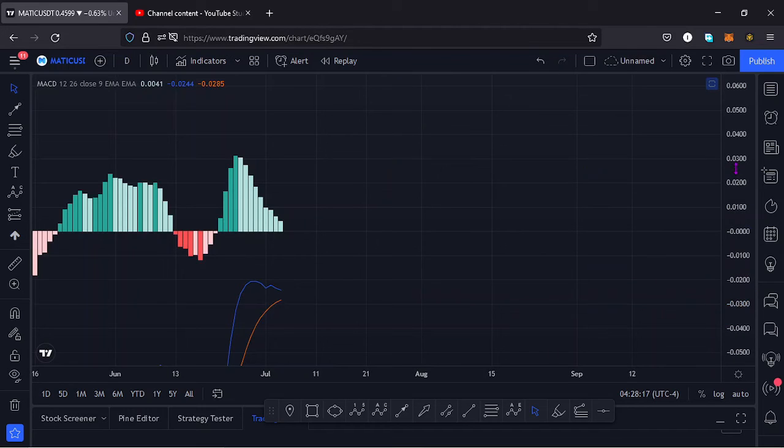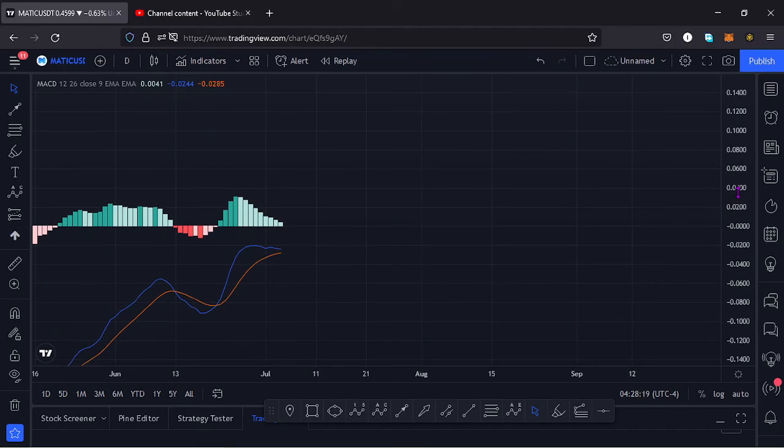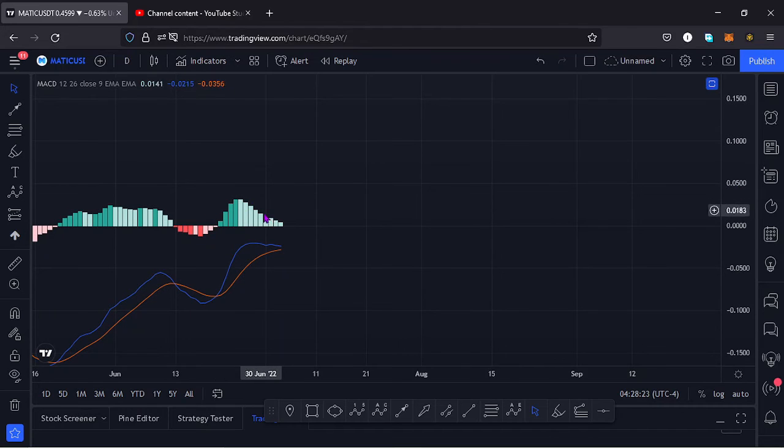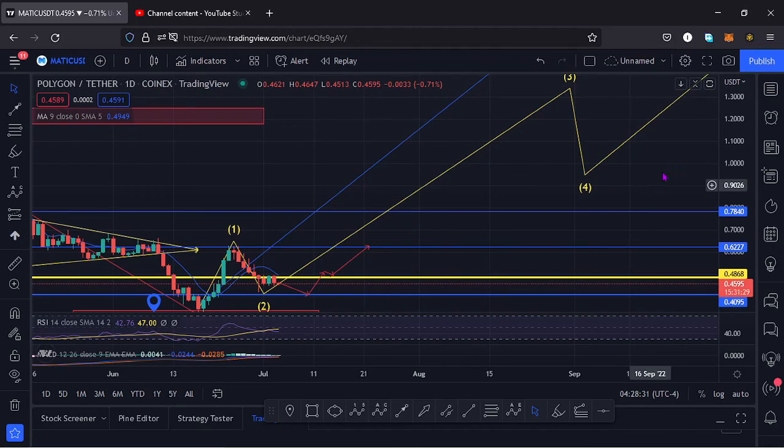Also on the MACD we don't have much, but we are seeing a decrease in the volume on the MACD, and soon we might see a bearish cross over here. So I'll keep you updated on how that plays out.